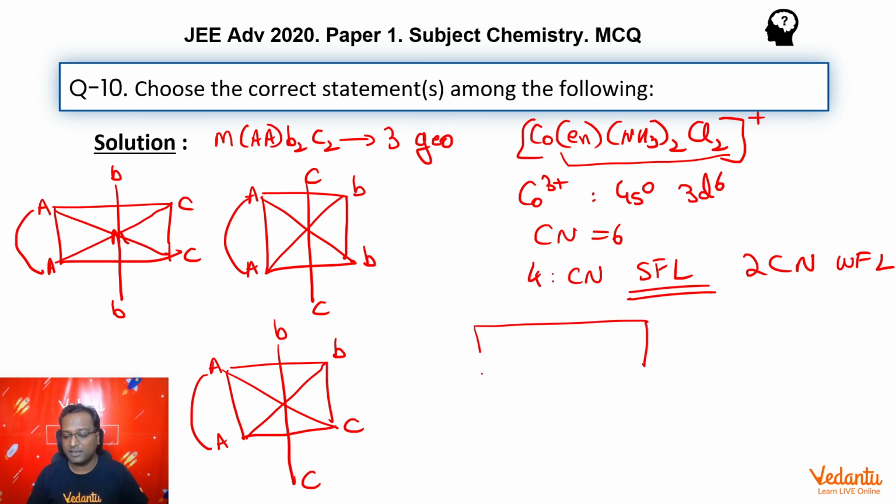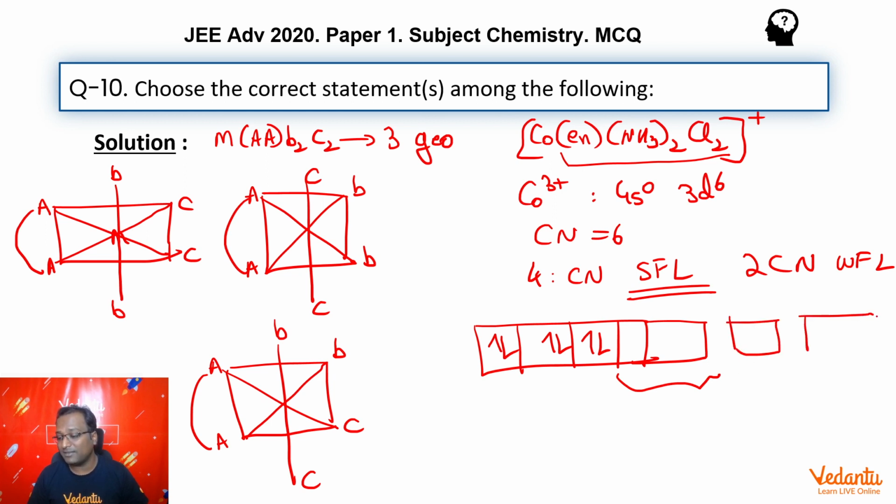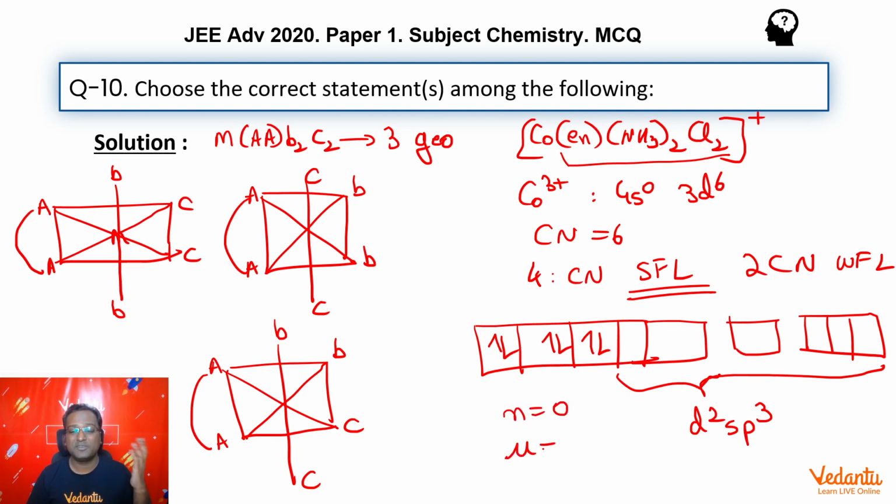So in a 3d6 system, guys, if pairing can take place, how do we draw it? 1, 2, 3, 4, 5, 6. We are left with 2 d orbitals. We also have the 4s and 4p empty with us. So based on the VBT logic, we can say that hybridization here is indeed d2sp3. There are no unpaired electrons. So spin-only magnetic moment is 0.